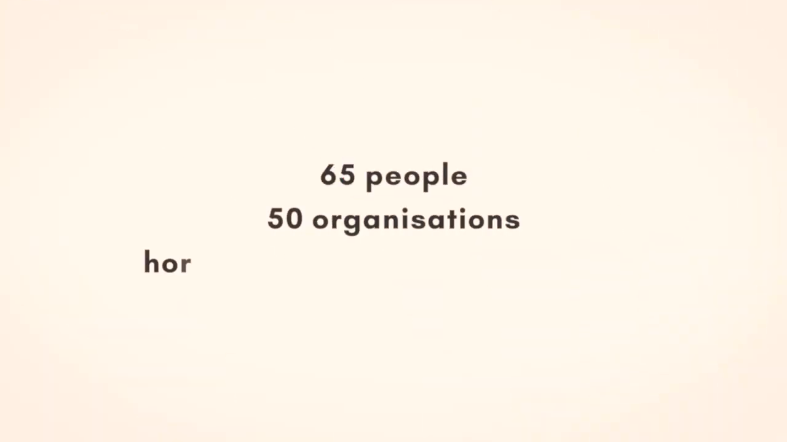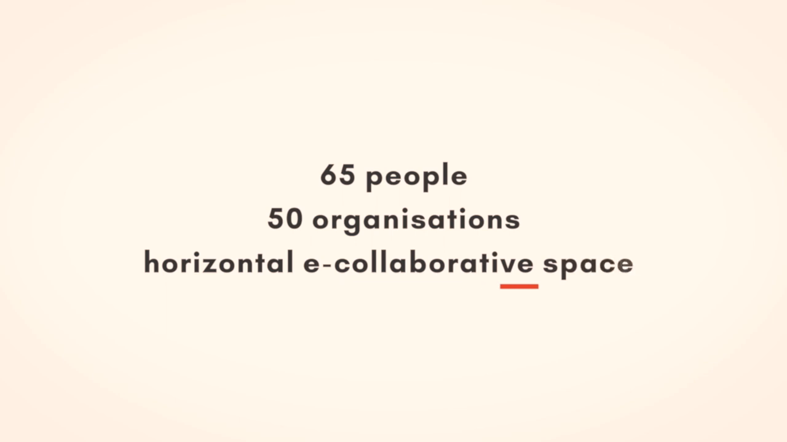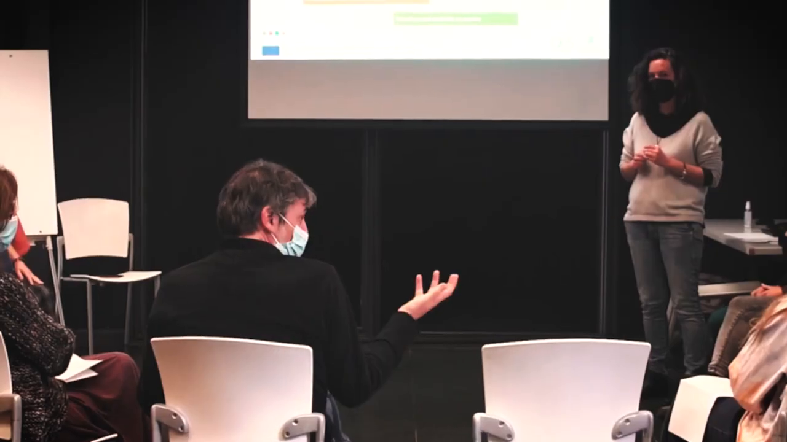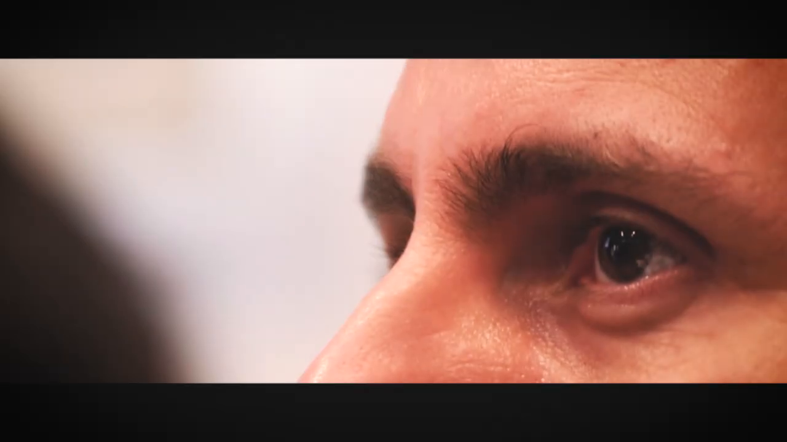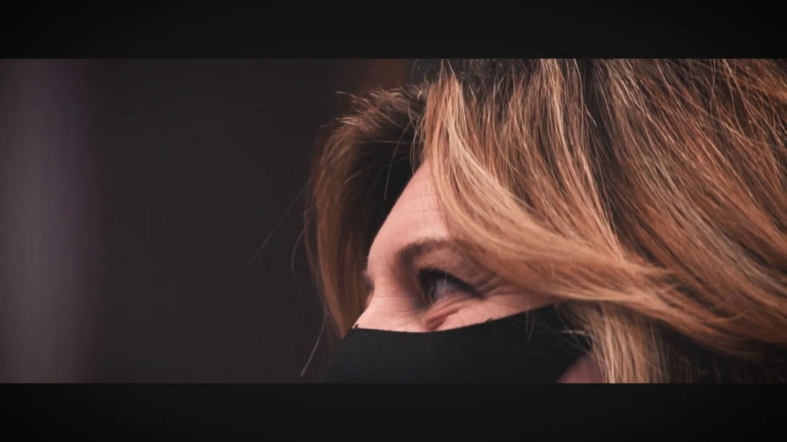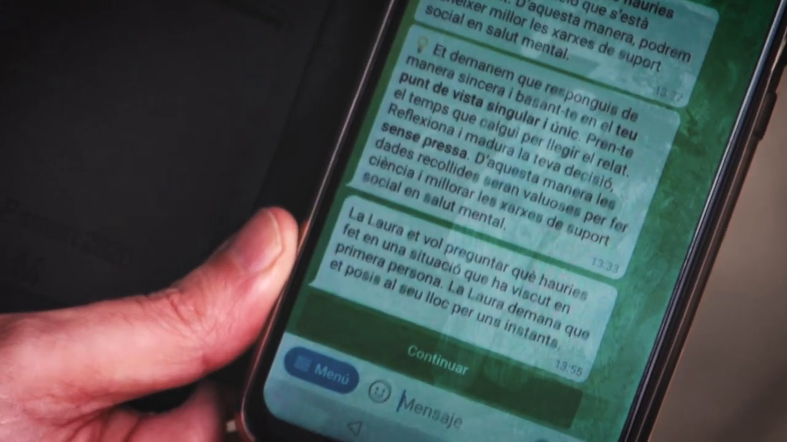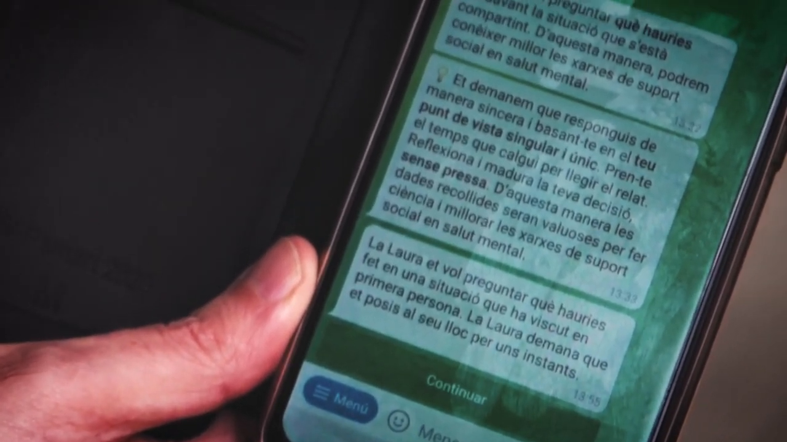In the research preparation, a knowledge coalition was created, and 65 people representing 50 organizations participated in a horizontal e-collaborative space. And during many meetings, participants could learn more about the project, define a social support network, and identify objectives collaboratively. During this co-design research phase, 32 individuals plus a facilitator, a writer, and illustrator worked together in the chatbot during workshops and testing sessions.